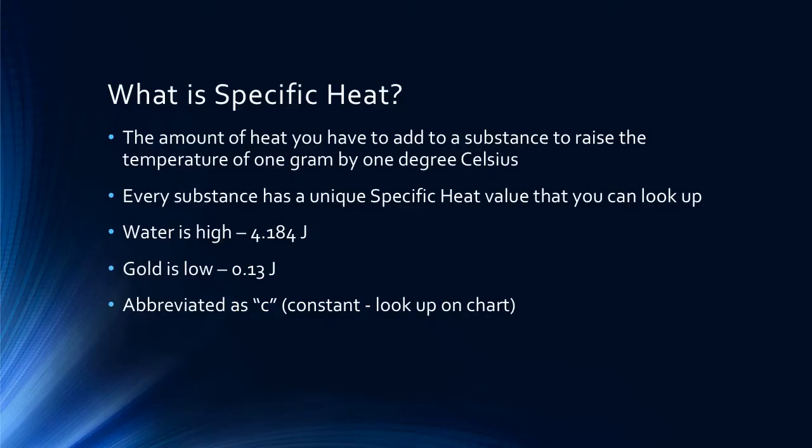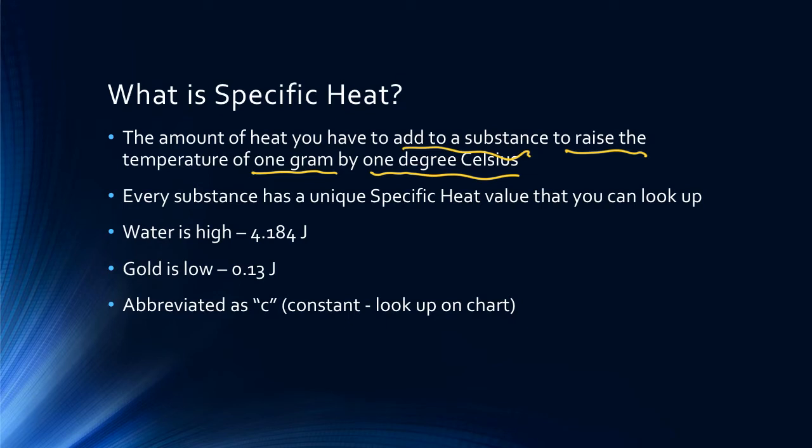So what is specific heat? By definition, it is the amount of heat you have to add to a substance to raise the temperature of 1 gram by 1 degree Celsius. Okay? Now, in the previous video, we talked about this, and this was similar to the definition for a calorie. A calorie was only for water, so I want to make that clarification. Whereas specific heat can be applied to not only water, but lots of other substances, okay?